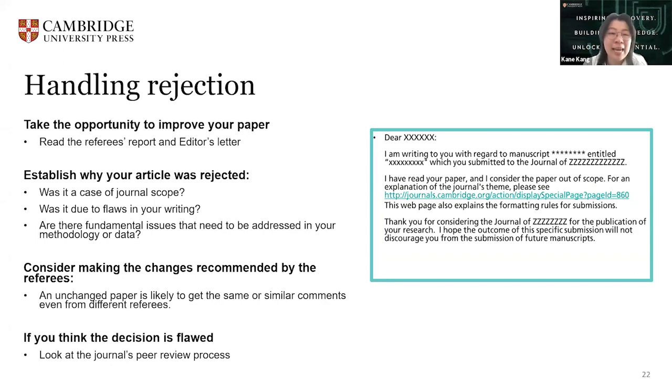Was it a case of journal scope? Was it due to flaws in your writing? Are there fundamental issues that need to be addressed in your methodology or data? And also consider making the changes recommended by the referees. An unchanged paper is likely to get the same or similar comments even from different referees.